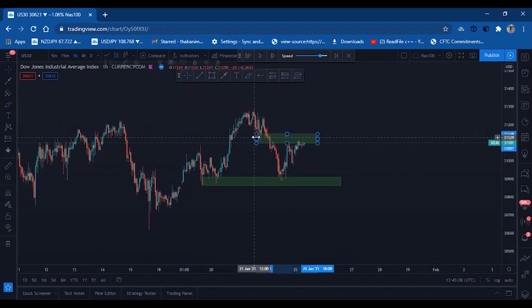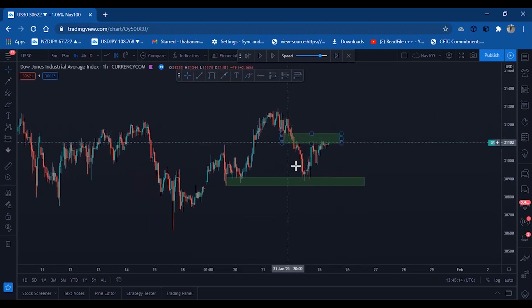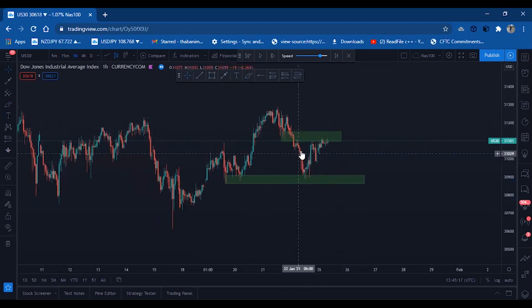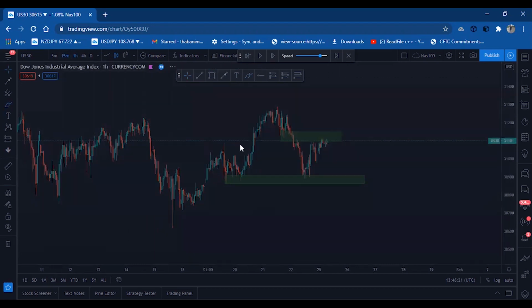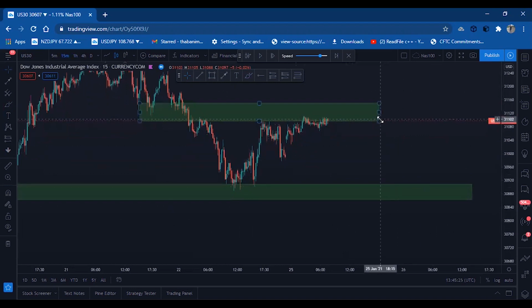So now we have our significant area here that has been formed, which is a very nice place for a retest after an impulsive break to the downside. We want to see a retest. So let us go down to the 15-minute time frame. Let me just remove this.